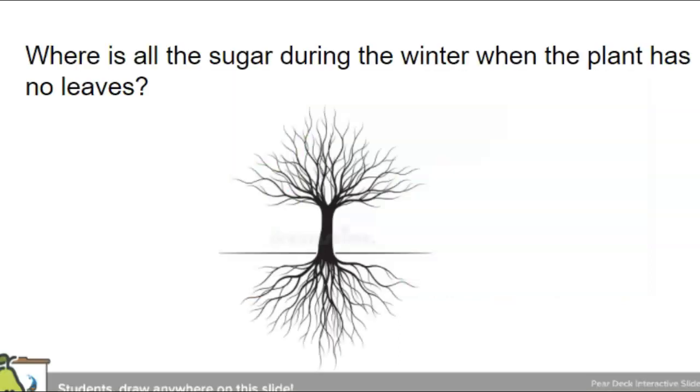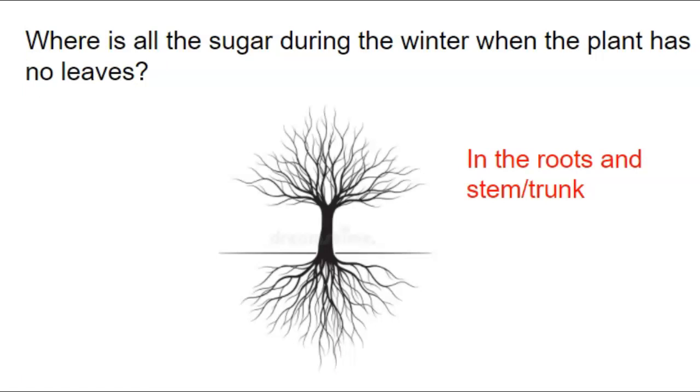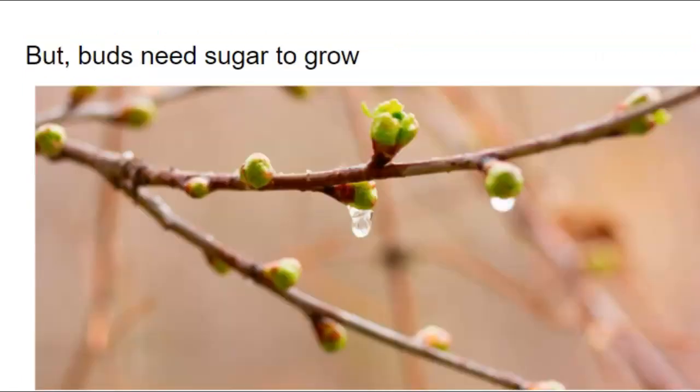So my question is, where is all the sugar during the winter when the plant has no leaves? It is in the roots, also some of it in the stem and the trunk. Okay? And our problem here is that buds need sugar. So in the spring, all of our sugar is in the stem and the roots, but the buds need sugar, and they're up by the tips of those branches.